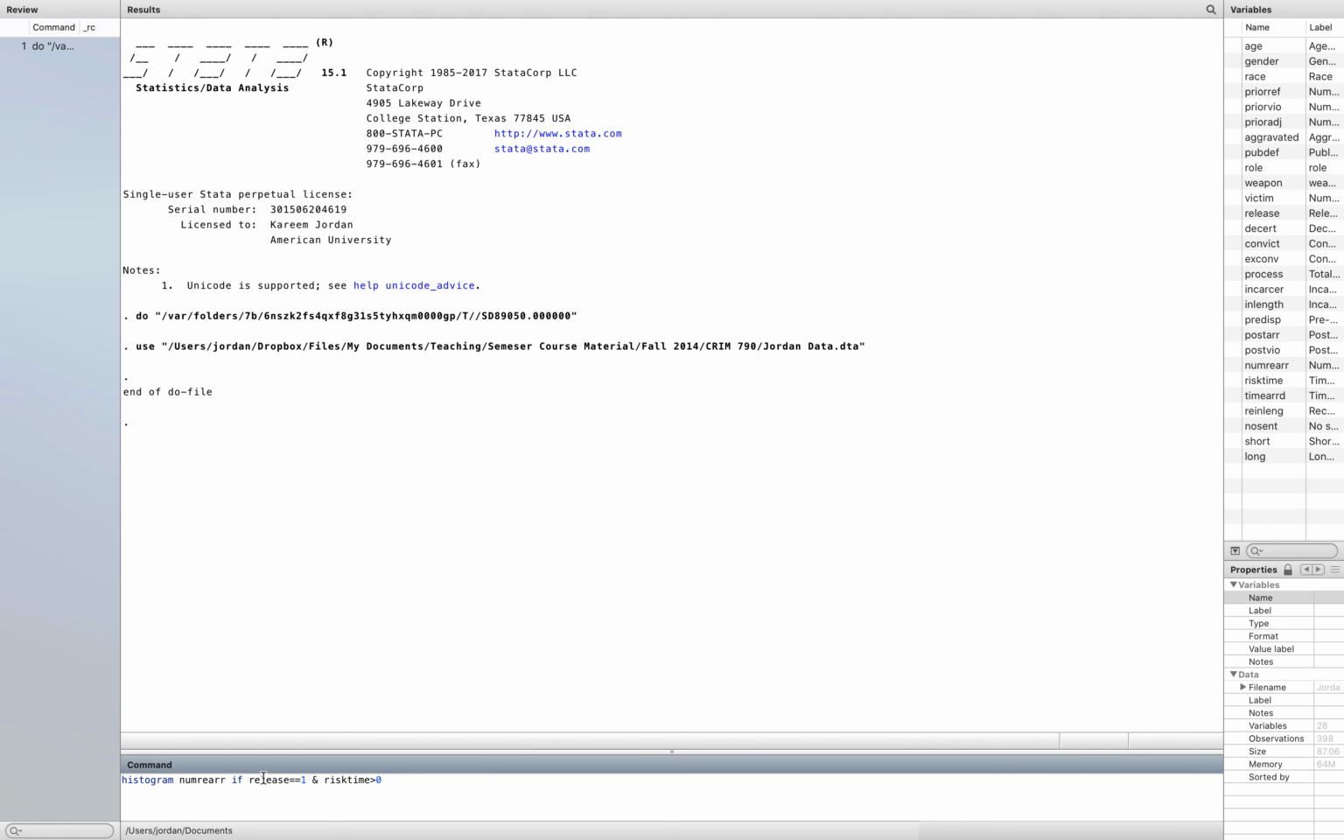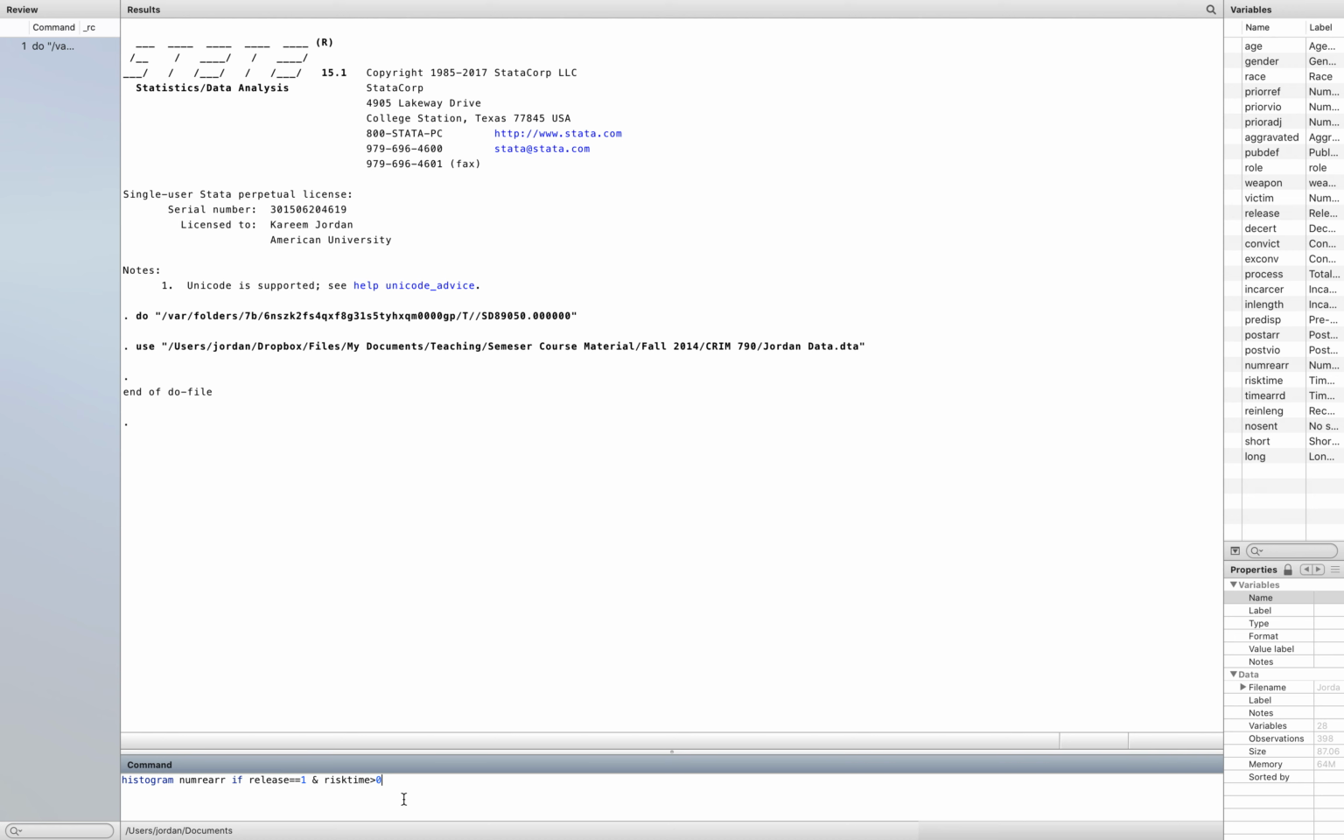If I wasn't looking at a subset of the data, then the if function would not be here. It would just be histogram, number of rearrests, and that's it. But I'm looking at a subset. So if they were released and they actually had time on the street to actually get rearrested, greater than zero, and that's looked at in terms of the number of days. So, hope that makes sense.